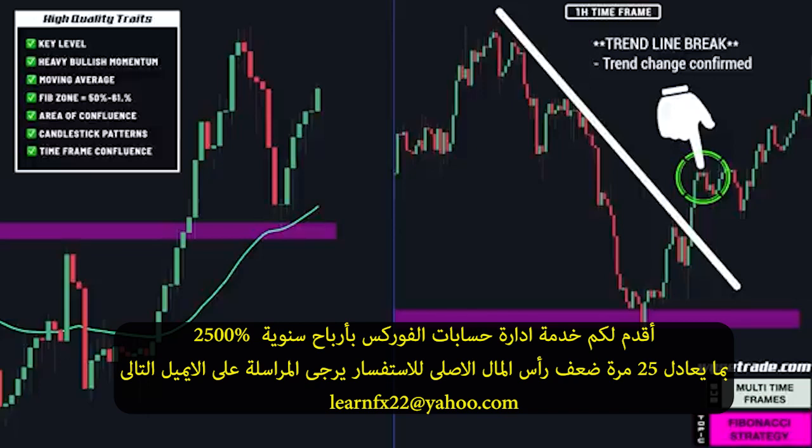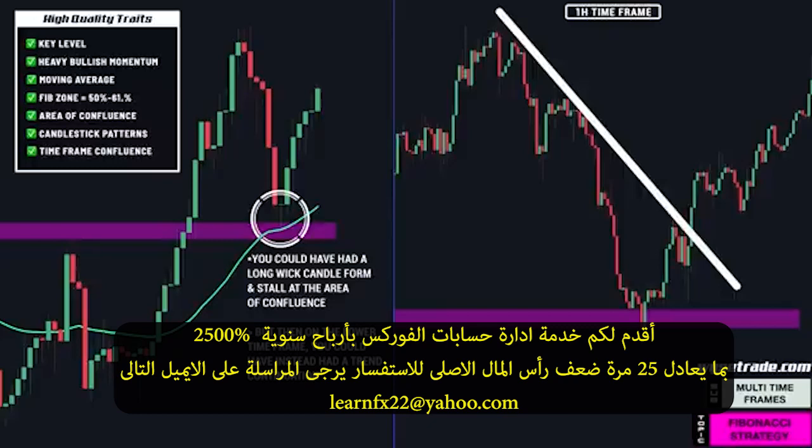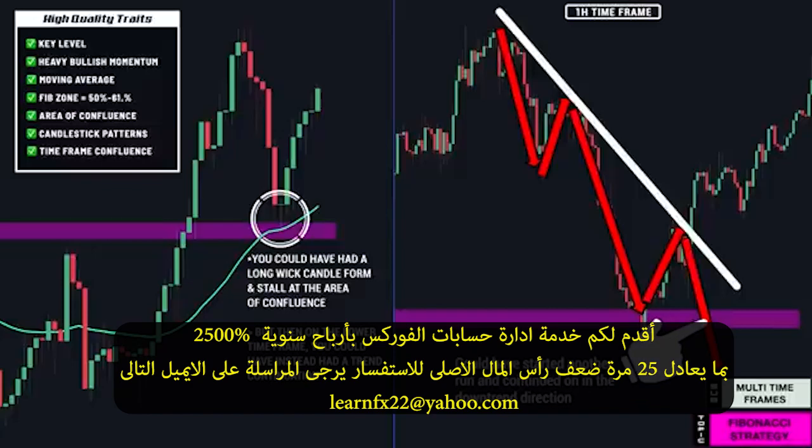So one more point as to why a trend change confirmation pattern and using multi-time frames is important. You could have easily had a long wick candle form and stall at the area of confluence on the 8-hour time frame here. But then on the lower time frame, price could have done this instead. Run, pull back, run, pull back. And instead of breaking out and through the trend line, started another run and continued on, triggering a larger trend change.